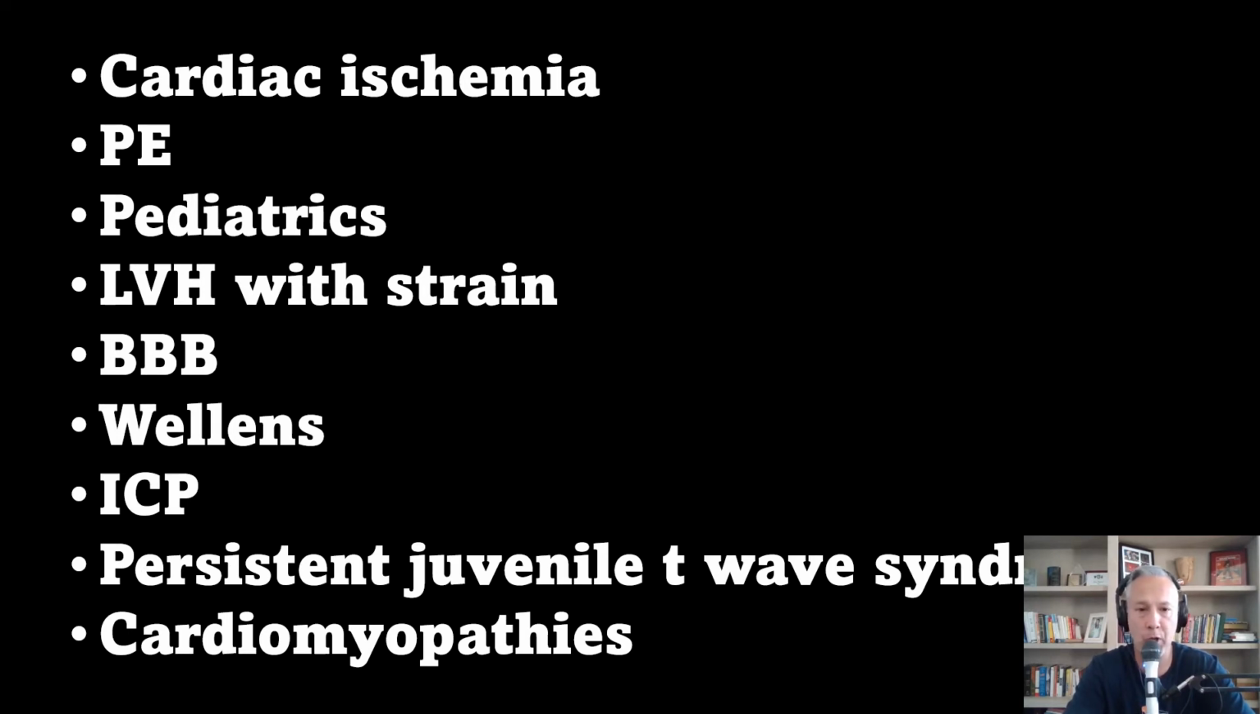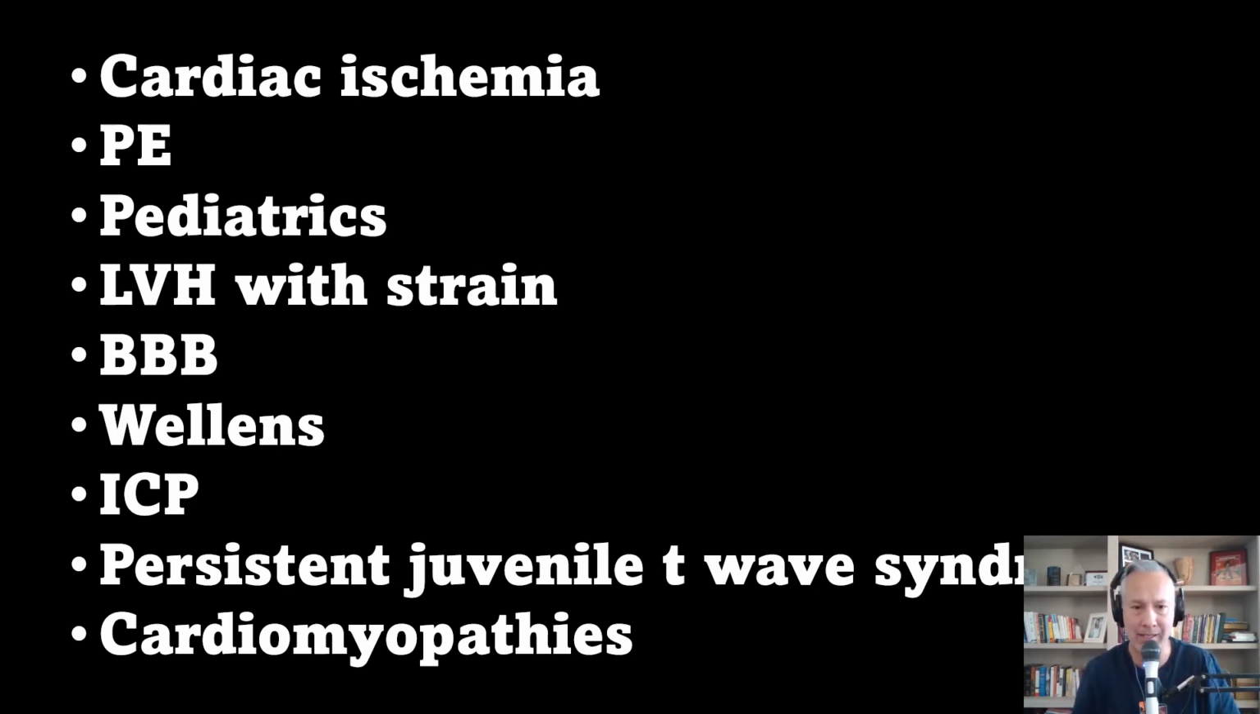Left ventricular hypertrophy with strain pattern is very, very notorious for having inverted T waves in many leads. Bundle branch blocks, we've all seen bundle branch blocks. They can have inverted T waves. Wellens syndrome is very common. You'll have inverted T waves.